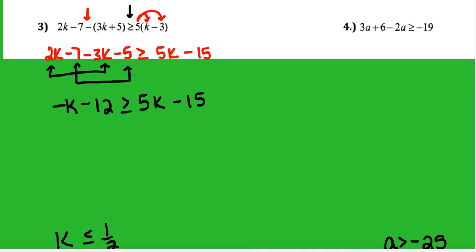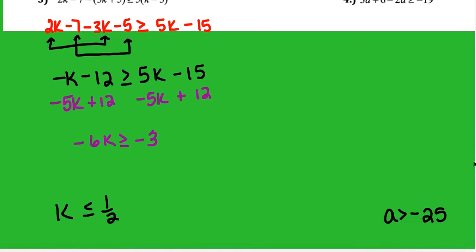Now here's the big thing. Remember we talked about you always want the variable on the left. So you actually should subtract 5k to the other side. And then you're going to add 12. Okay, so that's going to give me negative 6k is greater than or equal to negative 15 plus 12 gives me negative 3. All right, now here's where it gets tricky.